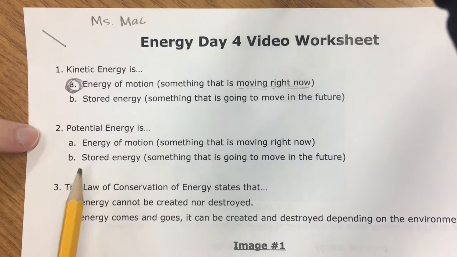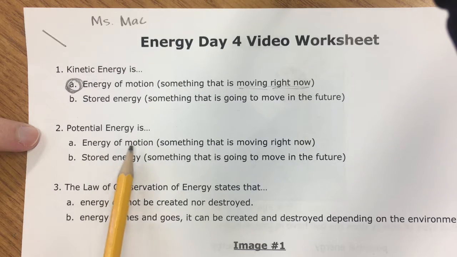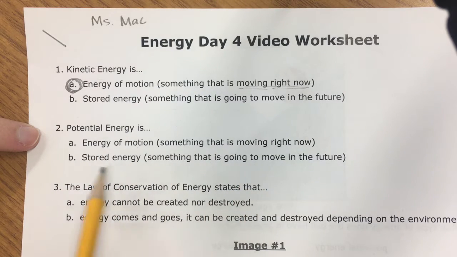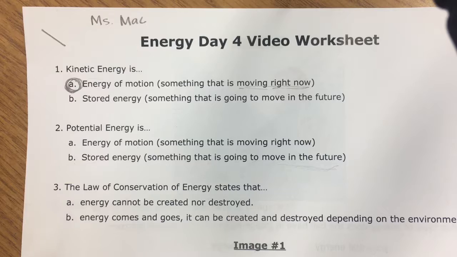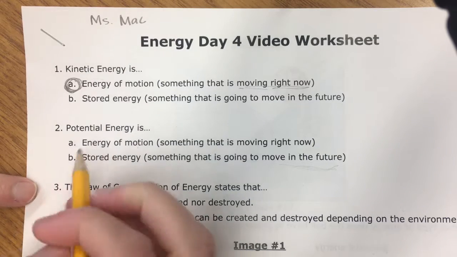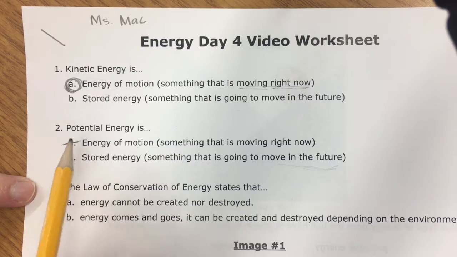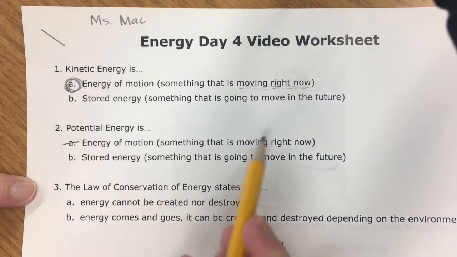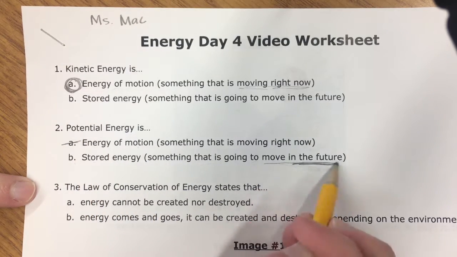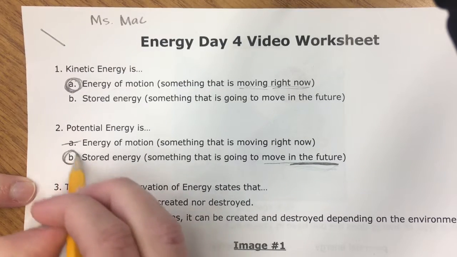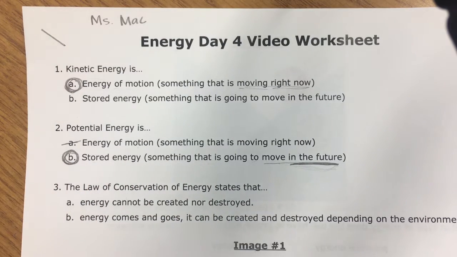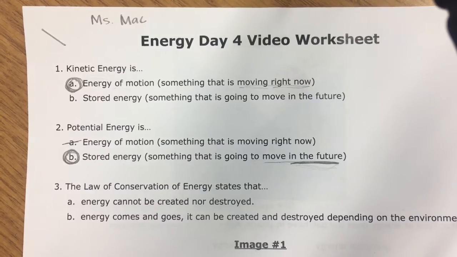Okay, number 2. Potential energy is A, energy of motion, something that is moving right now, or B, stored energy, something that is going to move in the future. Okay, I know that kinetic energy is energy of motion, so I can get rid of that one right away. And potential energy is something that is going to move in the future. So I know that it's B, so I'm going to circle B. If you do not have B circled, make sure you have B circled on your paper.